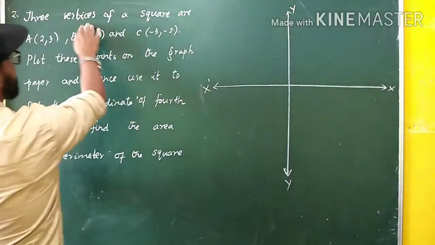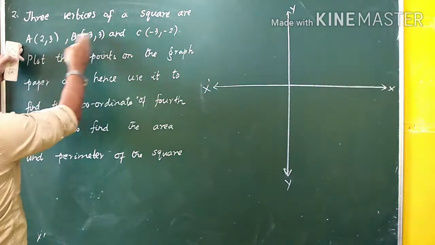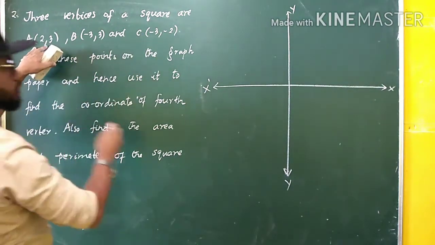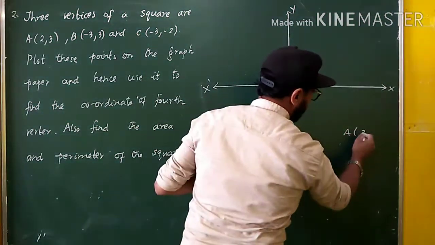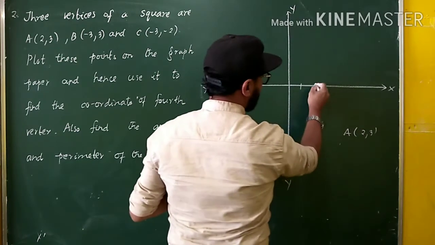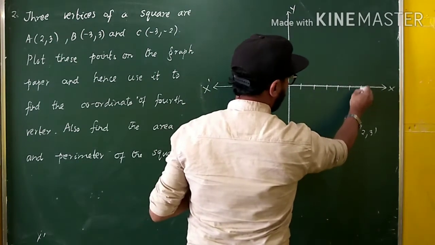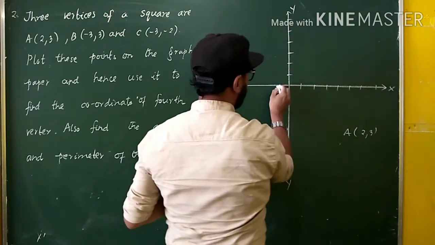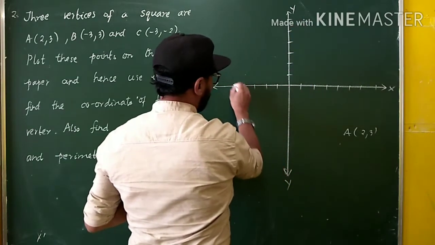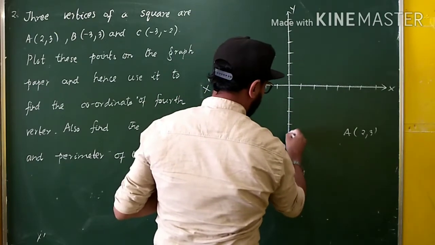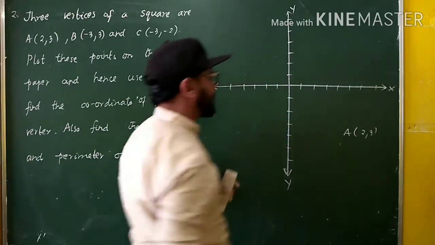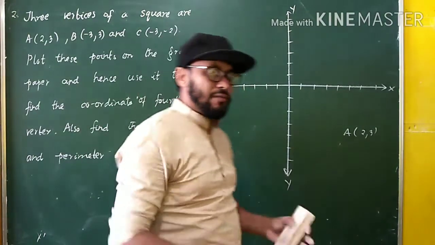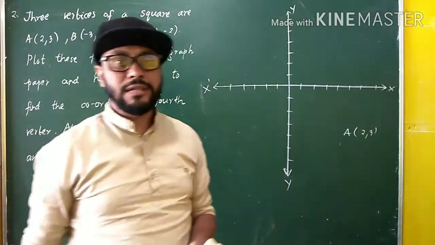Now, 3 vertices of a square ABCD are given. So the coordinate of A is given, which is 2 comma 3. Now let's try to plot it on the graph paper. Don't worry, if you don't have a graph paper, you can do it roughly like this, how I'm doing on the board. You can do exactly like this in your notebook. Then afterwards, if you have a graph paper or a graph exercise book, you can do it on the graph.